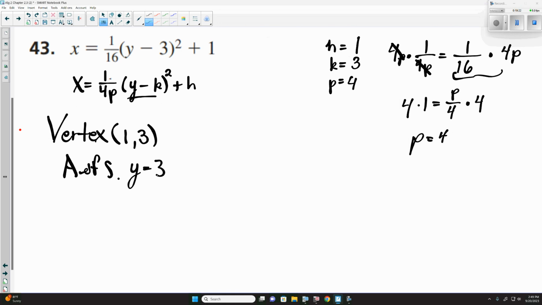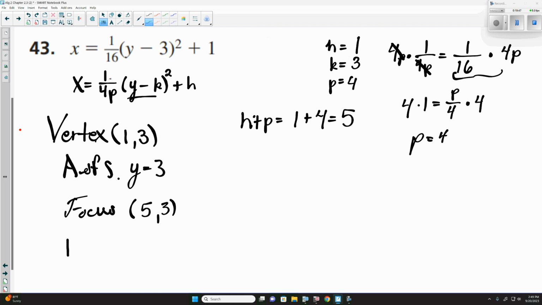The next one we're looking at is the focus. So h plus p comma k. Well, k is still 3, but we need to figure out what h plus p is. Well, h is 1, p is 4, and 1 plus 4 is? And this x is equal to h minus p. Well, h is 1.